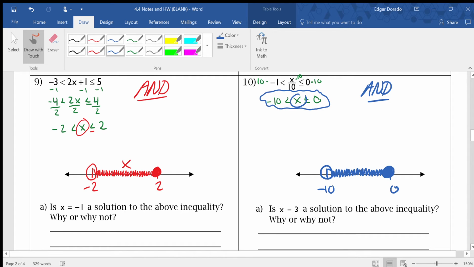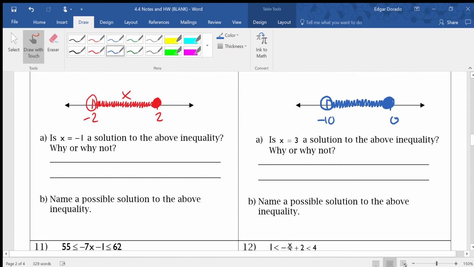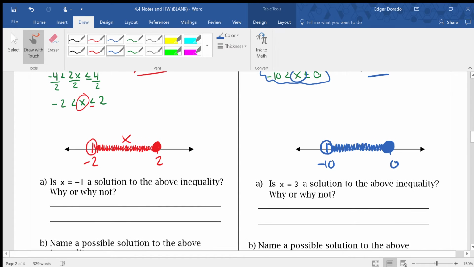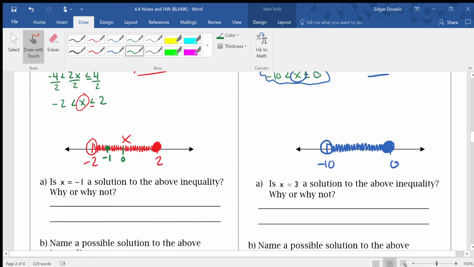All right, let's try to answer these questions for each of these problems, for part A and part B on problem number 9 first. It says, is x equal -1 a solution to the above inequality? Well, let's see, where would -1 fall in all of this? Between -2 and 2, right down the center would be 0, okay? And -1 would actually be right here. So is -1 part of the shaded region? Yes, it is. So we would say yes.